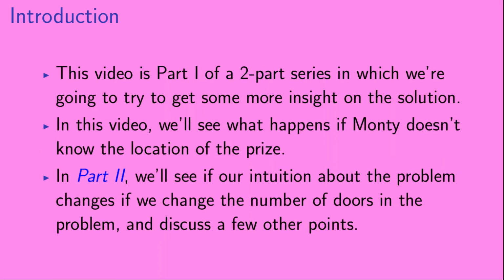This video is part 1 of a 2-part series in which we're going to try to get some more insight on the solution. In this video, we'll see what happens if Monty doesn't know the location of the prize. In part 2, we'll see if our intuition about the problem changes if we change the number of doors in the problem, and we'll also discuss a few other points.